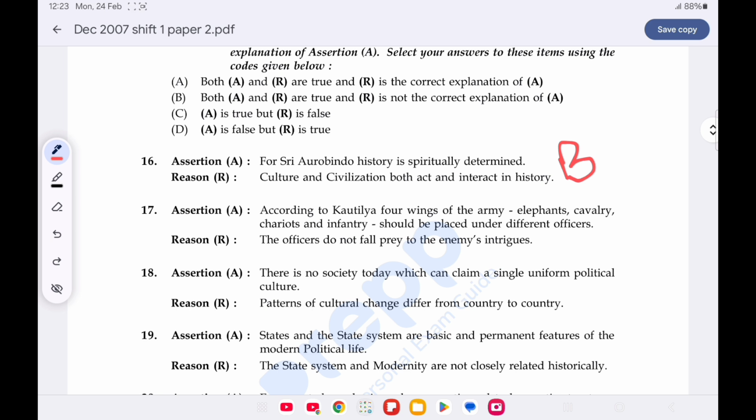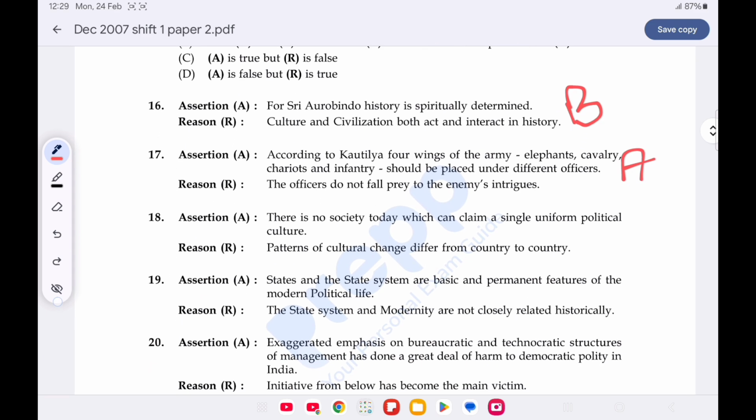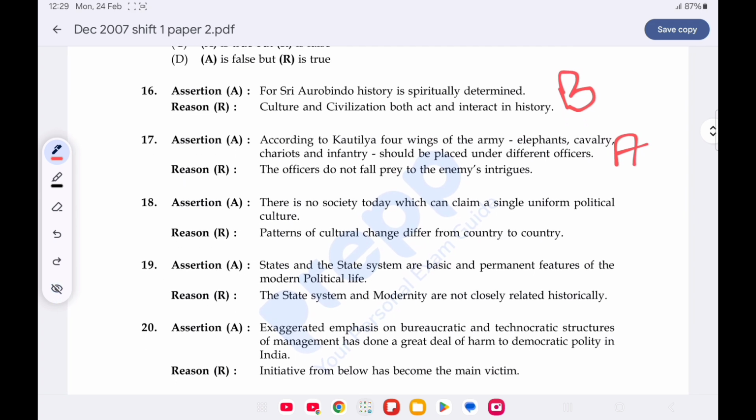Question number 17. Assertion. According to Kautilya, 4 wings of the army, elephant, cavalry, chariot and infantry should be placed under different officers. Reason, the officers do not fall prey to the enemy's intrigues. Option A is correct. Both the statements are true and correct explanation. Now move on to next question. Question number 18. Assertion. There is no society today which can claim a single uniform political culture. Reason. Patterns of cultural change differs from country to country. Option A is correct. Both the statements are true and R is the correct explanation of A.